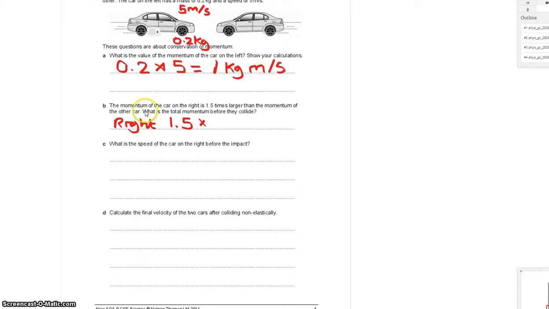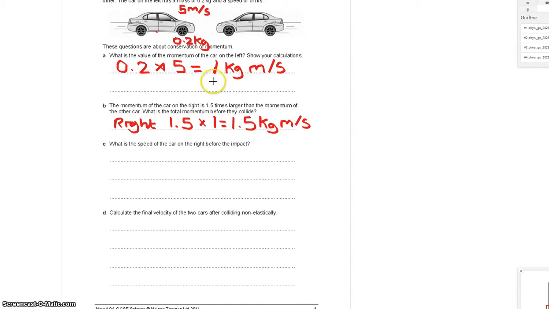So as I was saying, we know that the car on the right has a momentum that is 1.5 times larger than the car on the left. Now we've just calculated the car on the left has a momentum of 1 kilogram meter per second, so it's simply going to be 1.5 times that, so 1.5 times 1, which is equal to 1.5 kilogram meters per second. Remembering our units is extremely important in physics because it's pretty easy marks and it would be a shame to miss out on them.